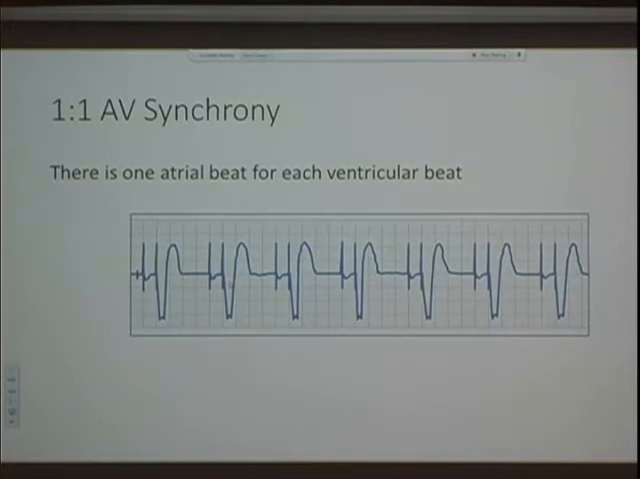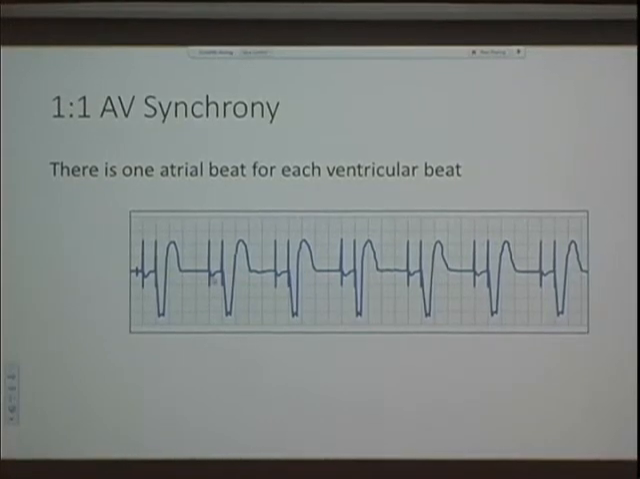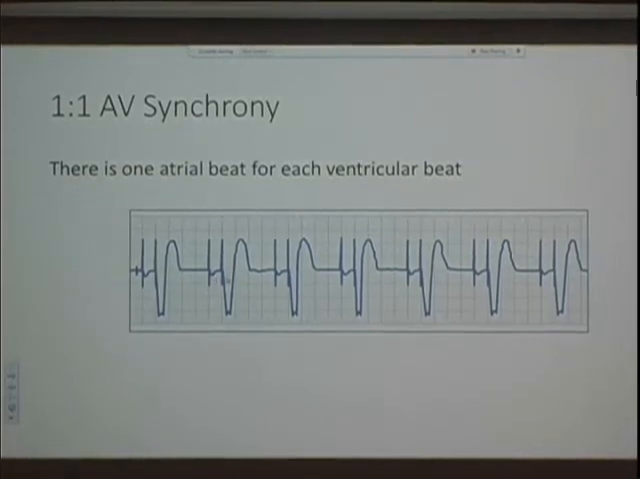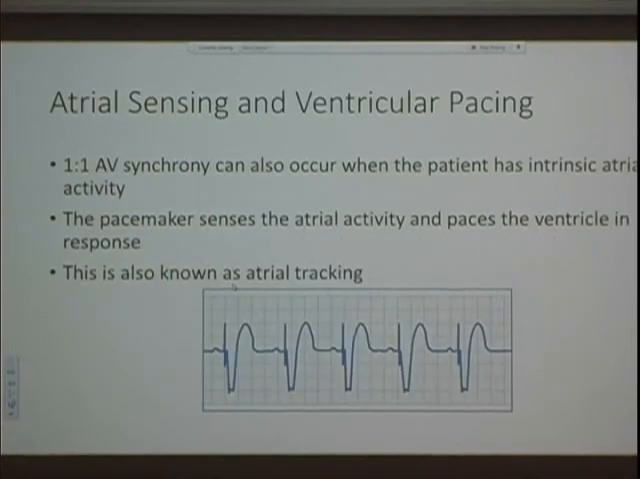So this example shows DDD pacing, which is pacing in the atrium and pacing in the ventricle. Here it is simply seeing in the atrium and pacing in the ventricle. Now this can create some confusion.